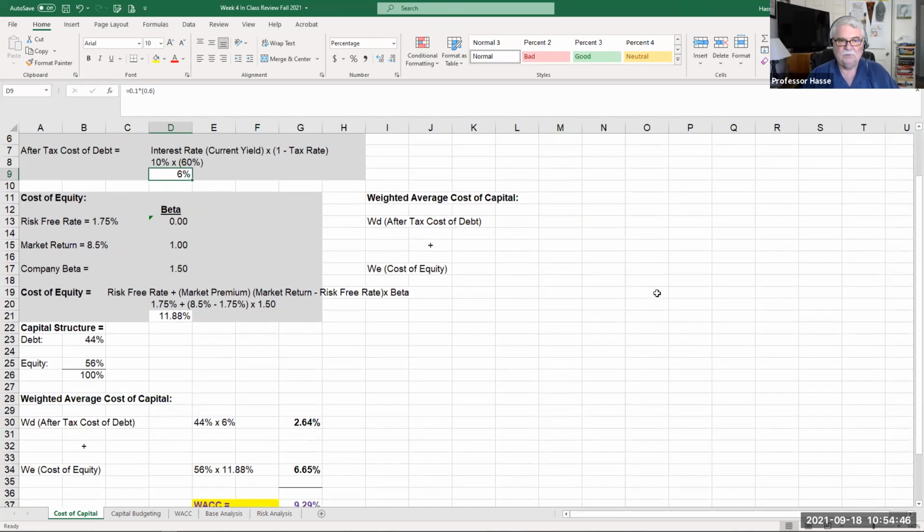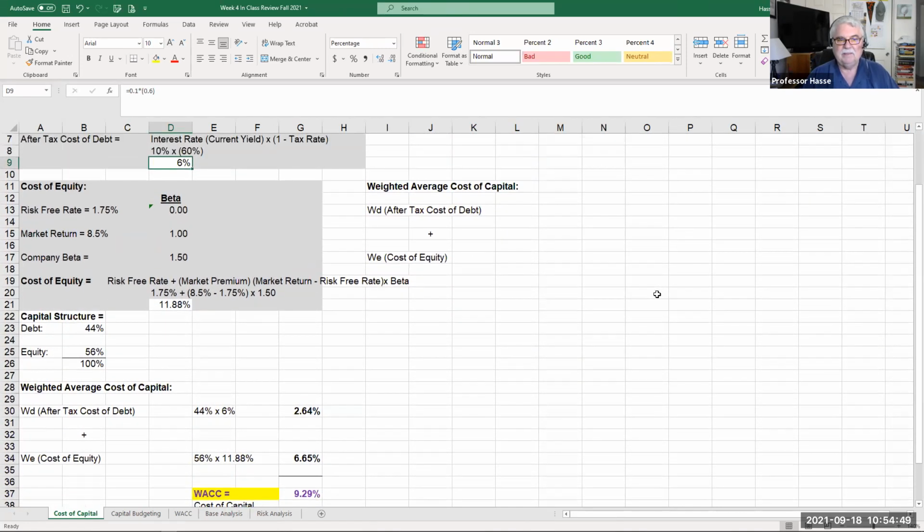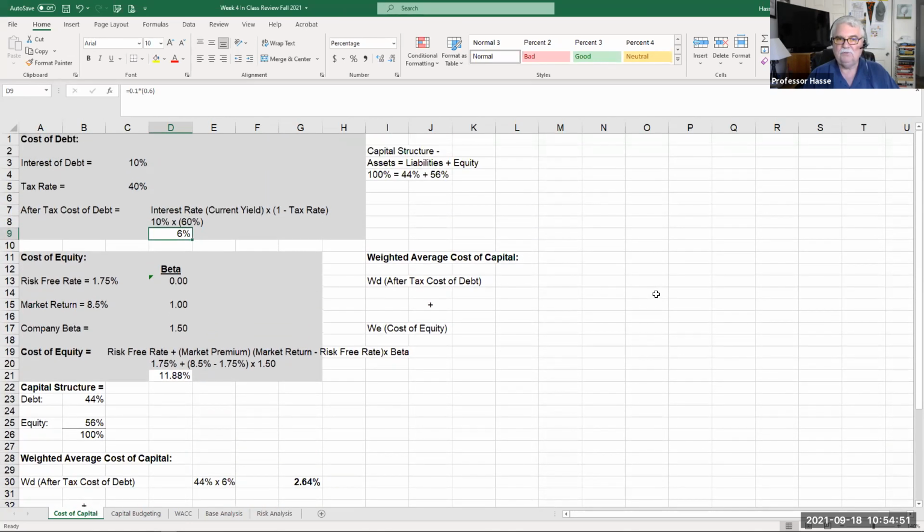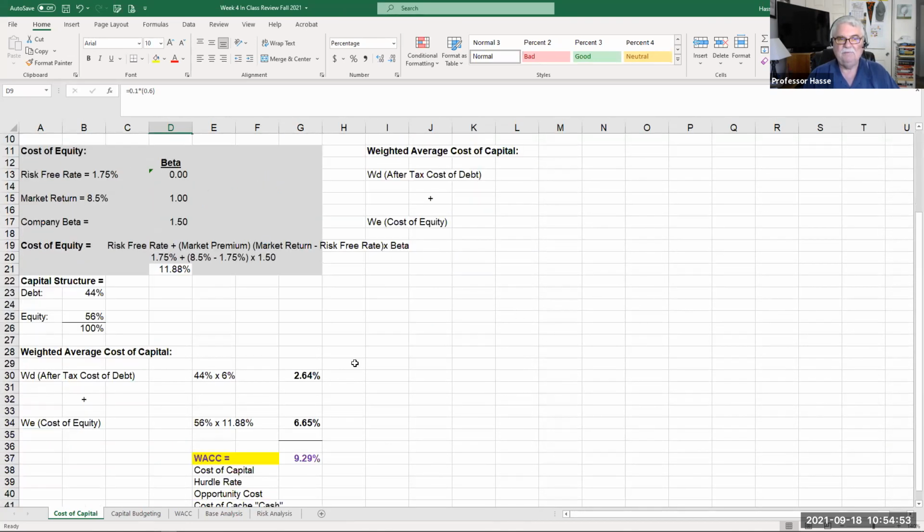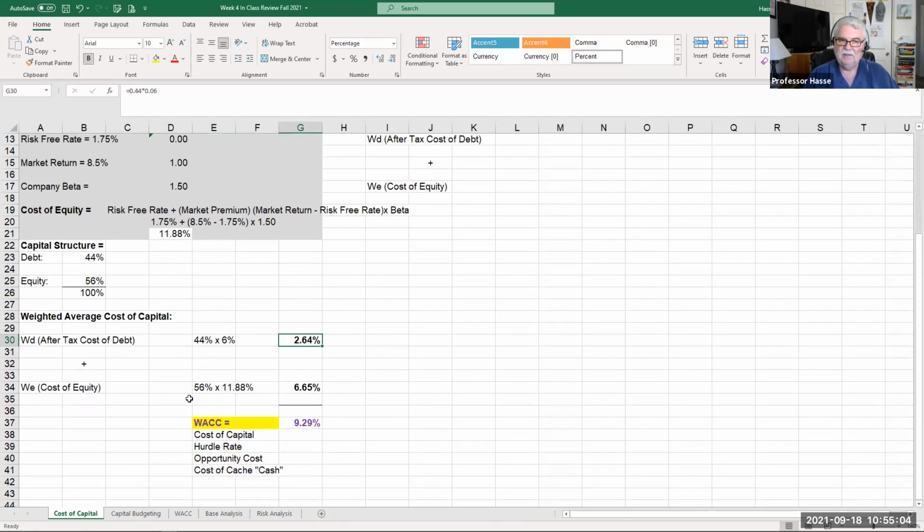So now we take those numbers and apply them to the capital structure of the company. If the average after-tax cost of debt is 6% and 44% of the company is in liabilities, that weighted is 2.64%. If we have 56% equity in the company and our cost of equity is 11.88%, that weighted is 6.65%.